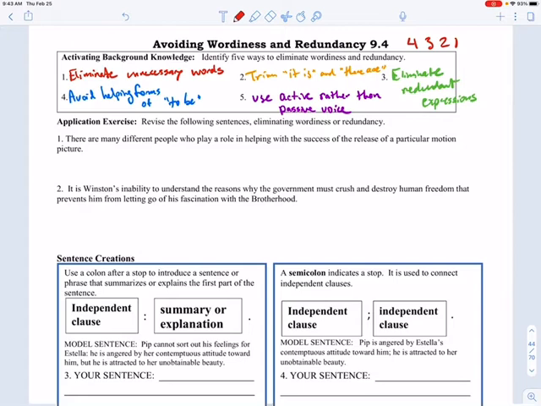All right, looking at number 1, there are many different people who play a role in helping with the success of the release of a particular motion picture. Yep, very wordy. I can eliminate "there are" at the beginning. I see that is rule number 2. Many and different are redundant. I'll cut "different." Many people, then I can cut "who." Many people play a role in helping with the success of the release. That's pretty awkward.